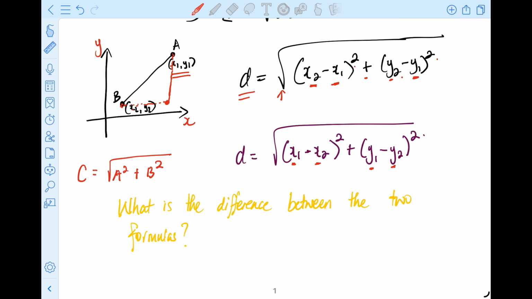Okay? Now, what is the difference between the two formulas? If you notice, both formulas are the same thing, it's just that the first formula has x2 minus x1, and the second formula has x1 minus x2. Now, the reason why both of these formulas will work is because when we take the difference between x2 and x1, or x1 and x2, we're squaring it. And the fact that we're squaring it means that our answer will always be positive.